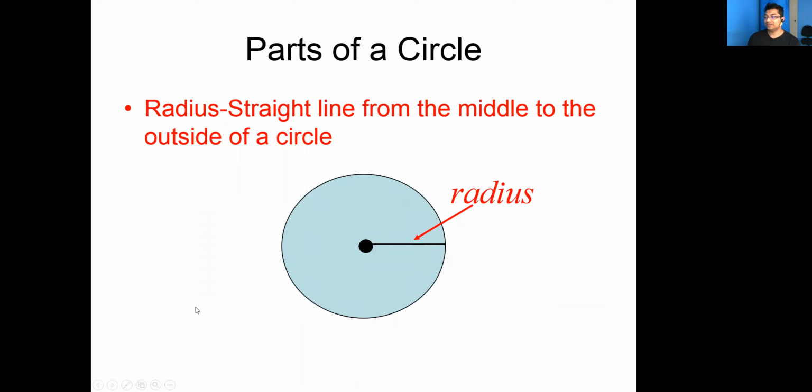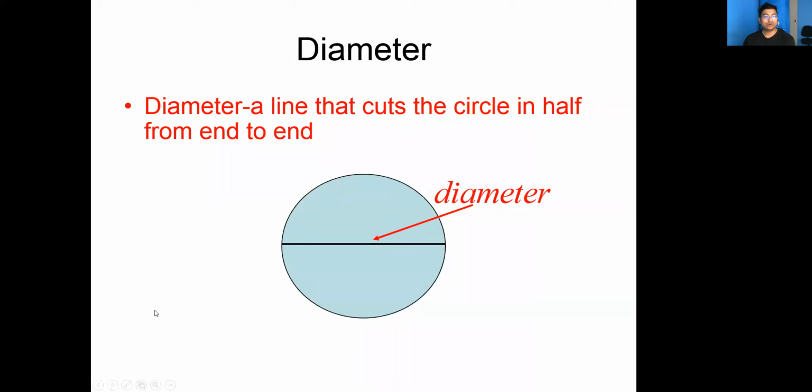Okay. So these are the parts of a circle. Radius: a straight line from the middle to the outside of the circle. You see that the red color is the radius. The outside line of a circle, we will say, is the circumference. So what will be the diameter? You already know, just revising our memory.